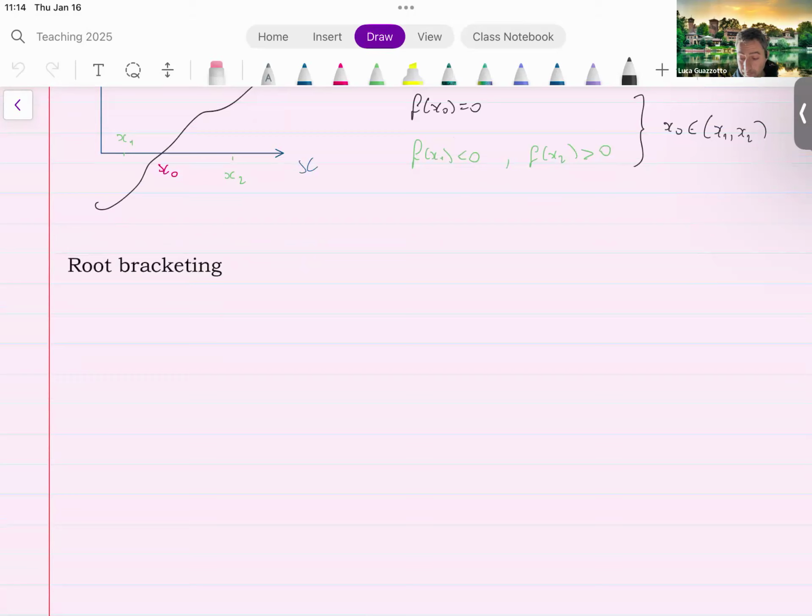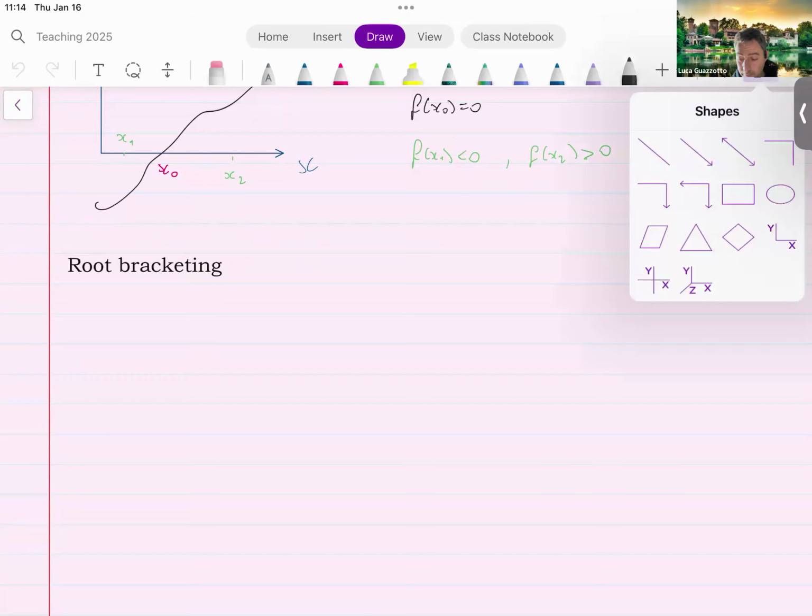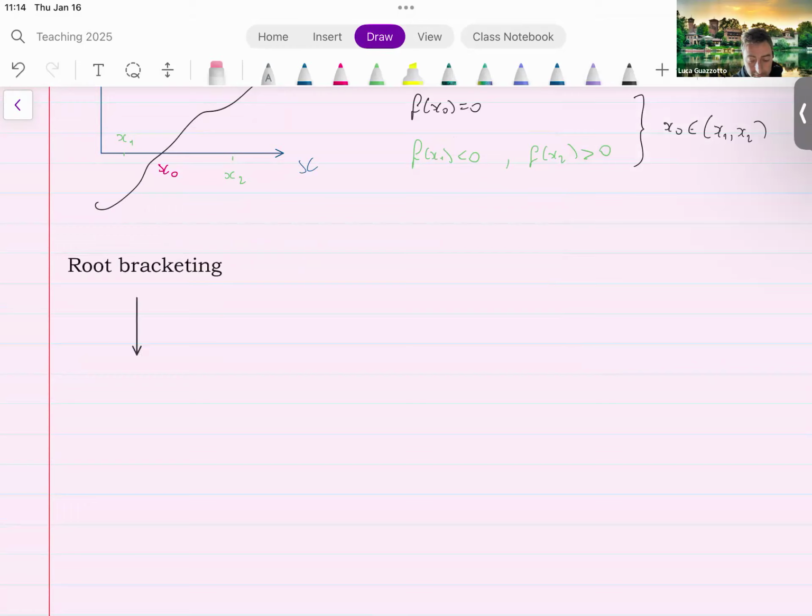Now, our first option for root bracketing is an algorithm that's called bisection.